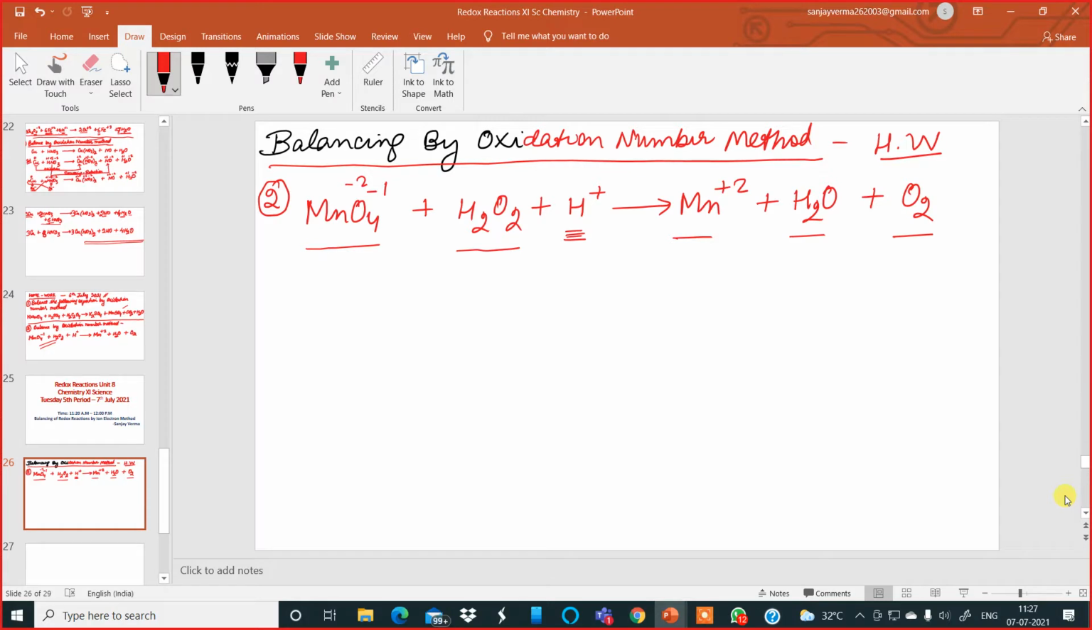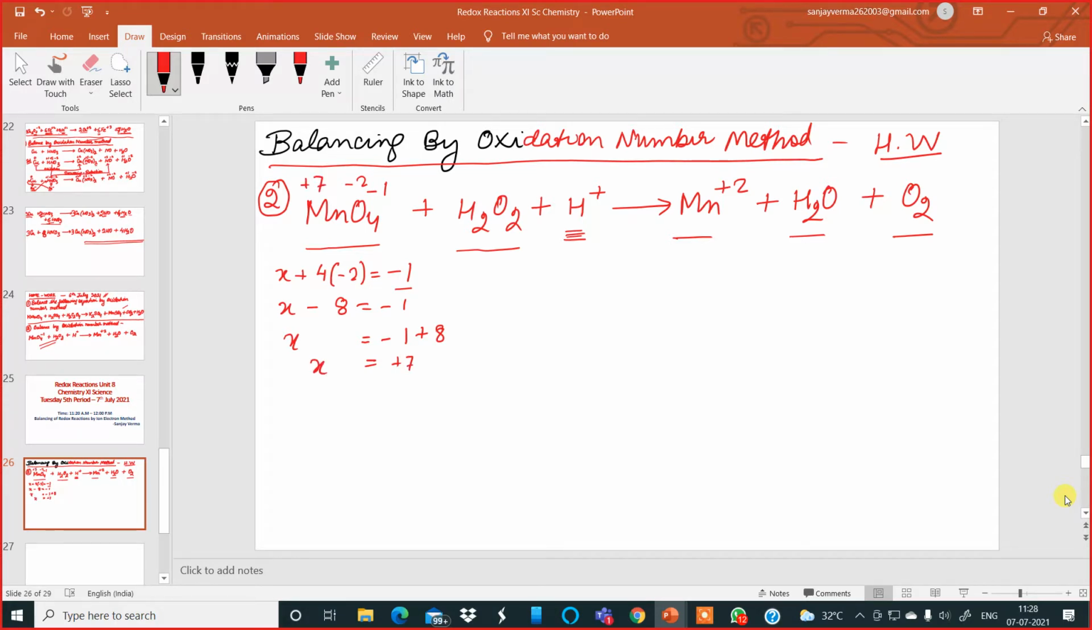Let the oxidation number of manganese be X. So X plus 4 atoms of oxygen into minus 2 is equal to minus 1, which is the overall charge of this MnO4 minus 1 ion. If I simplify this, I get X minus 8 is equal to minus 1. So X will be equal to minus 1 plus 8, so I will get plus 7. The oxidation number of manganese is plus 7.